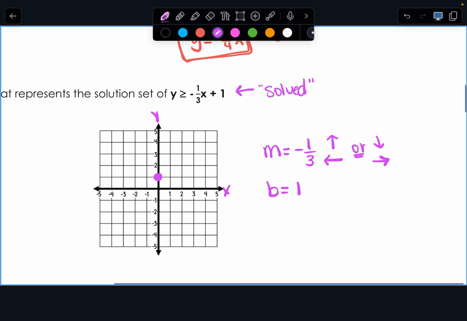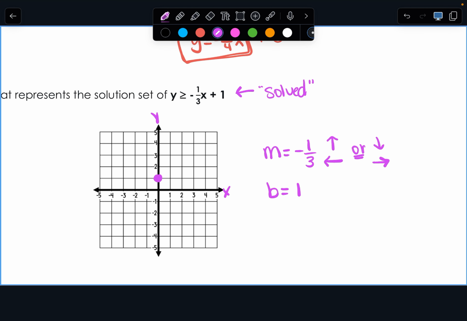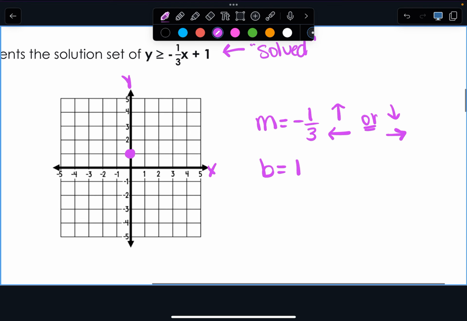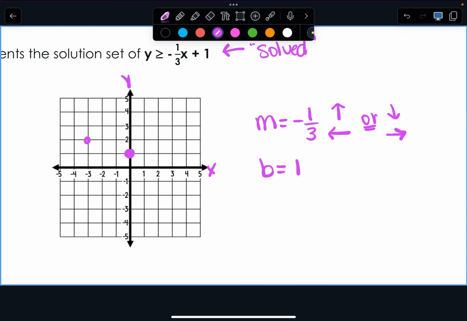Our first step is to go up 1, left 3, and we end up at what point? Negative 3, 2. But if we go down to the right, where do we end up? 3, 0. Okay, so do I just connect my points and move on? No. What do we have to notice? It's less than or equal to, so it's going to be solid and above. Good. Solid and above. Correct.